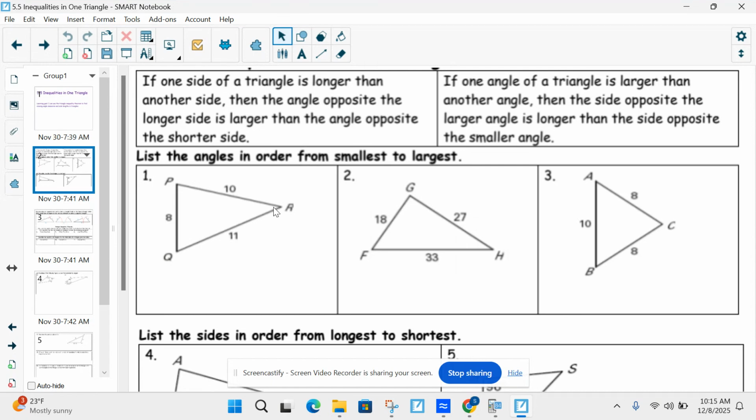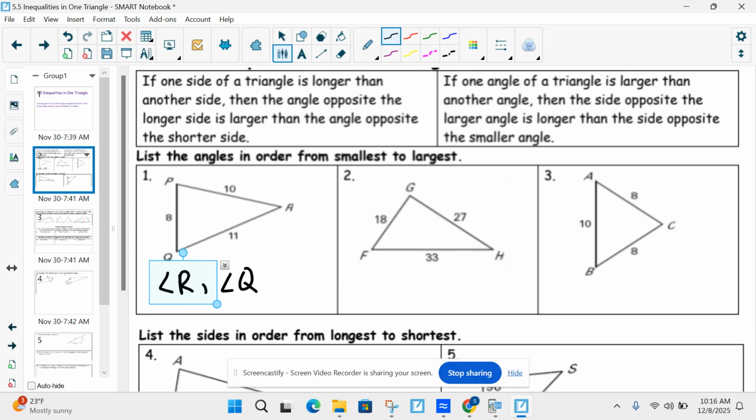The smaller the angle, like you can see in this triangle, that R is smaller, and that's because 8 is the smaller side. So this says list the angles in order from smallest to largest. So we know since 8 is the smallest side, R is the smallest angle. So we'll say angle R, followed by angle Q, because 10 is the next largest side, and then the largest angle would be angle P.